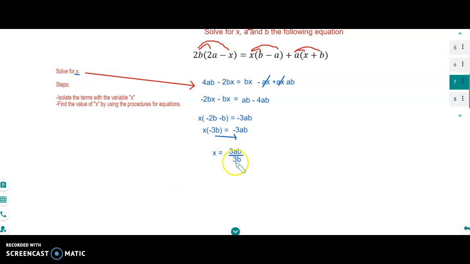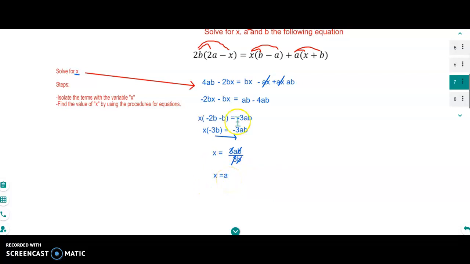And what can we simplify in this case? We can simplify the 3, and we can simplify the letter b. So it will be 3 with this term, and b with b. And look, what do we have now? Here, the variable x equals a. So we already have the solution for x. x equals a. And that's it, guys. Here we have the solution for x.